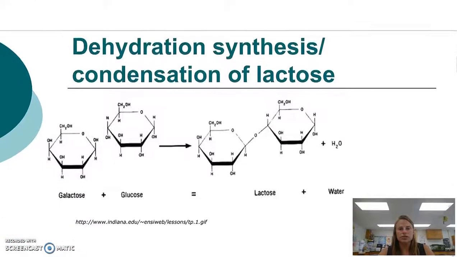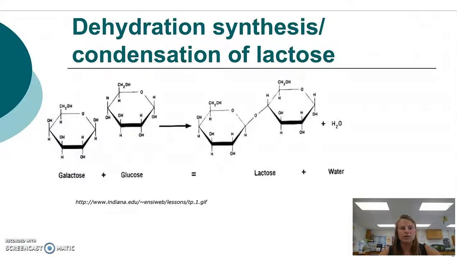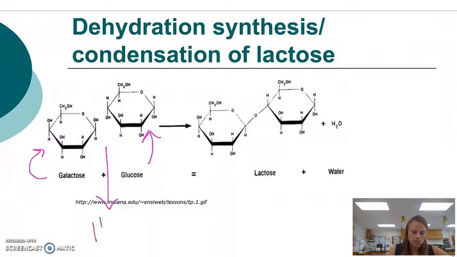Let's look at the dehydration synthesis or condensation of lactose. So we've got galactose plus glucose. What did they not represent over here? There's a water coming out, but they showed it to us over here. And what type of link is going to be formed here? That's right, a glycosidic linkage.